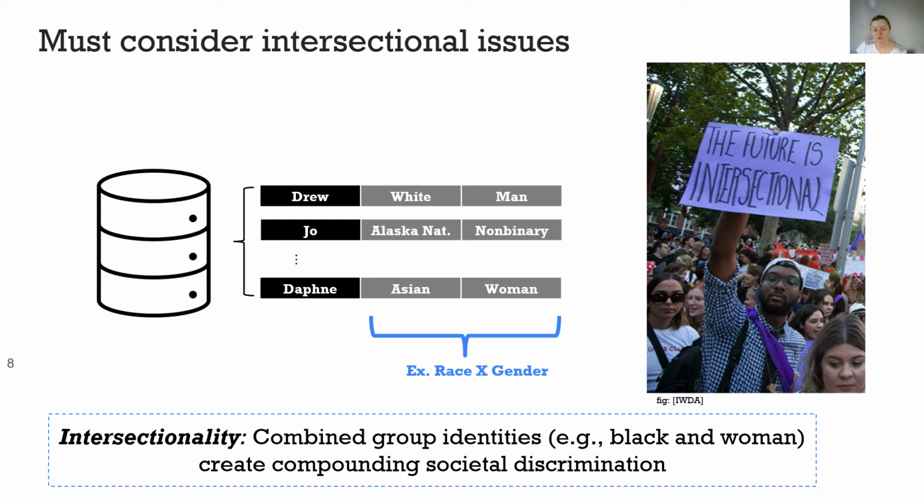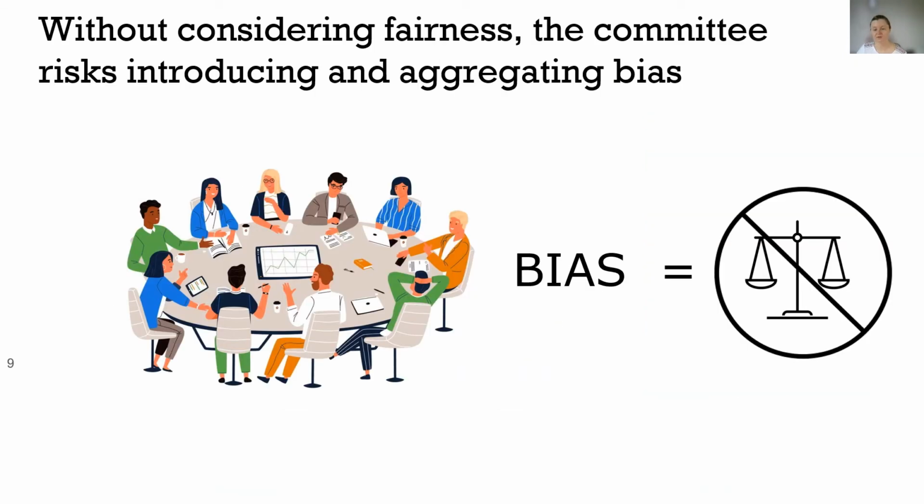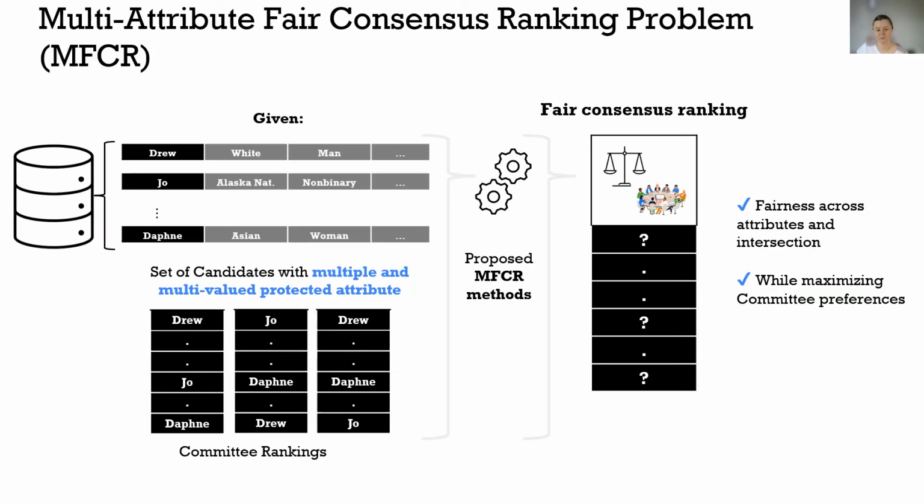And when considering multiple protected attributes, we must consider intersectionality. That is, that these combined identities and protected attributes compound to create different societal discrimination structures. So things like the fact that Black women and white women should be treated equally, and not looking at simply just race and gender. So without considering fairness, the committee risks introducing and aggregating bias into their final consensus ranking decision. This is what motivates this paper.